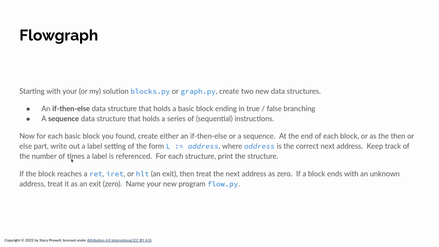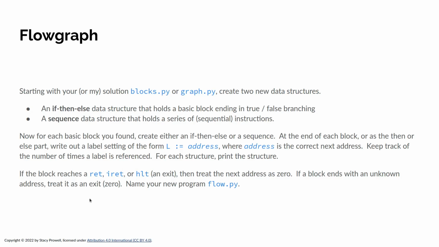We'll come to none in just a moment. Keep track of the number of times a label is referenced. For each one of these, every time you reference it, you can just bump a counter. And for each structure you get out, print the structure. If the block reaches a return, or a return from interrupt, or a halt, then treat the next address as 0. So you'd set L equal to 0. That's what we did for the exit case back in the structuring days, remember.